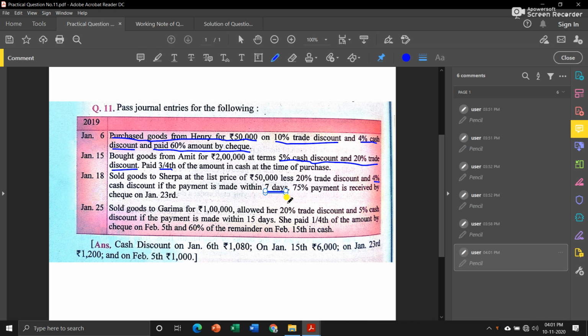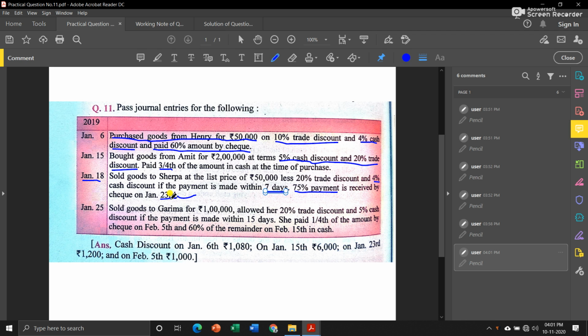But for cash discount there was a condition that payment should be made within 7 days. So this was his condition, this was our condition. And what Sherpa did is that he paid 75% of the amount on January 23rd. Now, the transaction in our book we wrote on 18th. And we put a condition that payment should be made within 7 days to get 4% cash discount. And Sherpa paid 75% of the amount on 23rd.